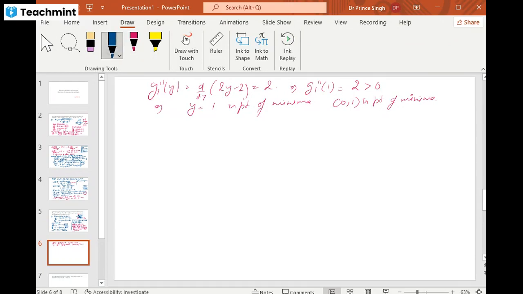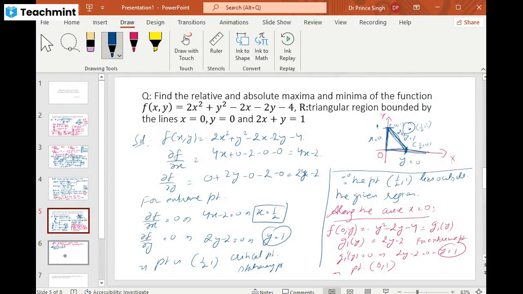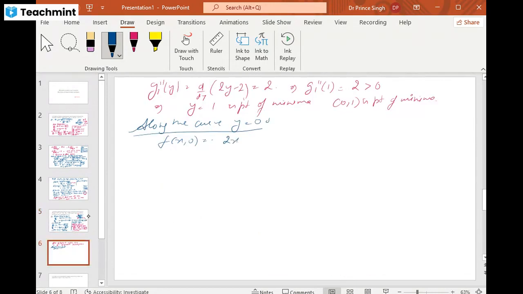Now we will consider along the curve y equal to 0. Along the curve y equal to 0, now your function is f(x, 0). So f(x, 0) means 2x square plus 0 minus 2x minus 4. So basically it is 2x square minus 2x minus 4. Let this be equal to k1(x).